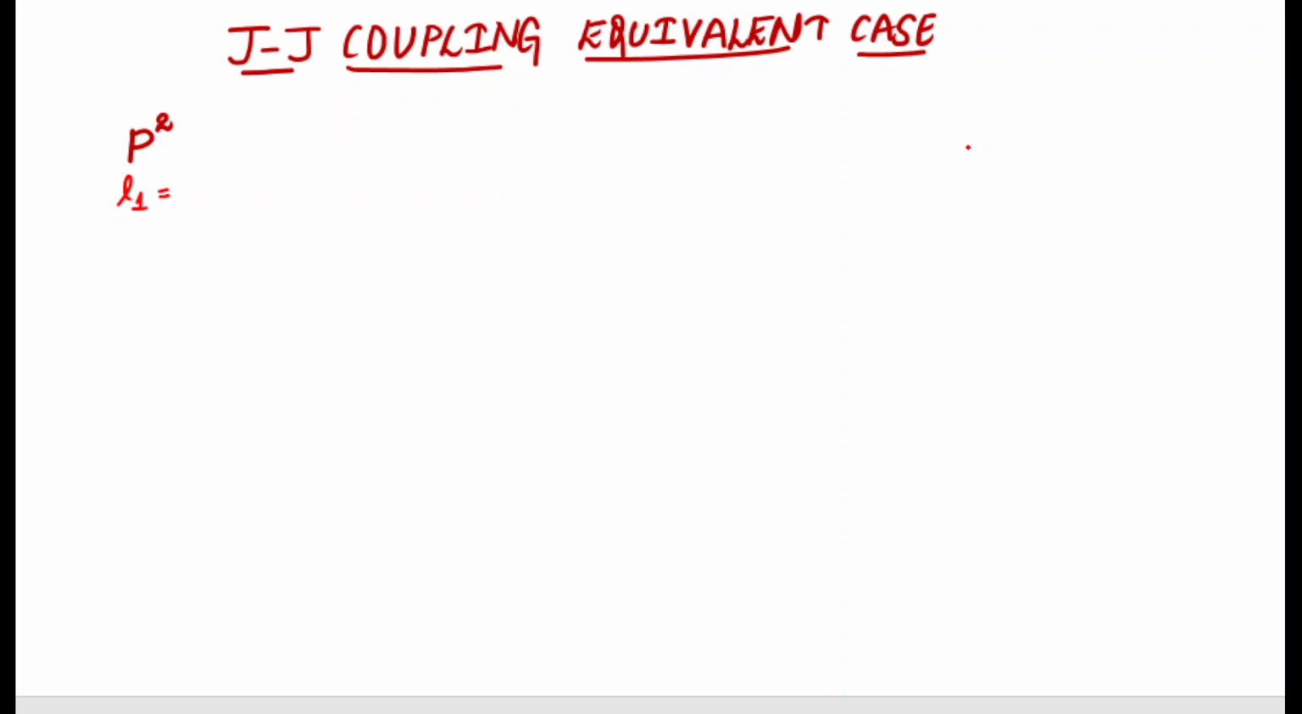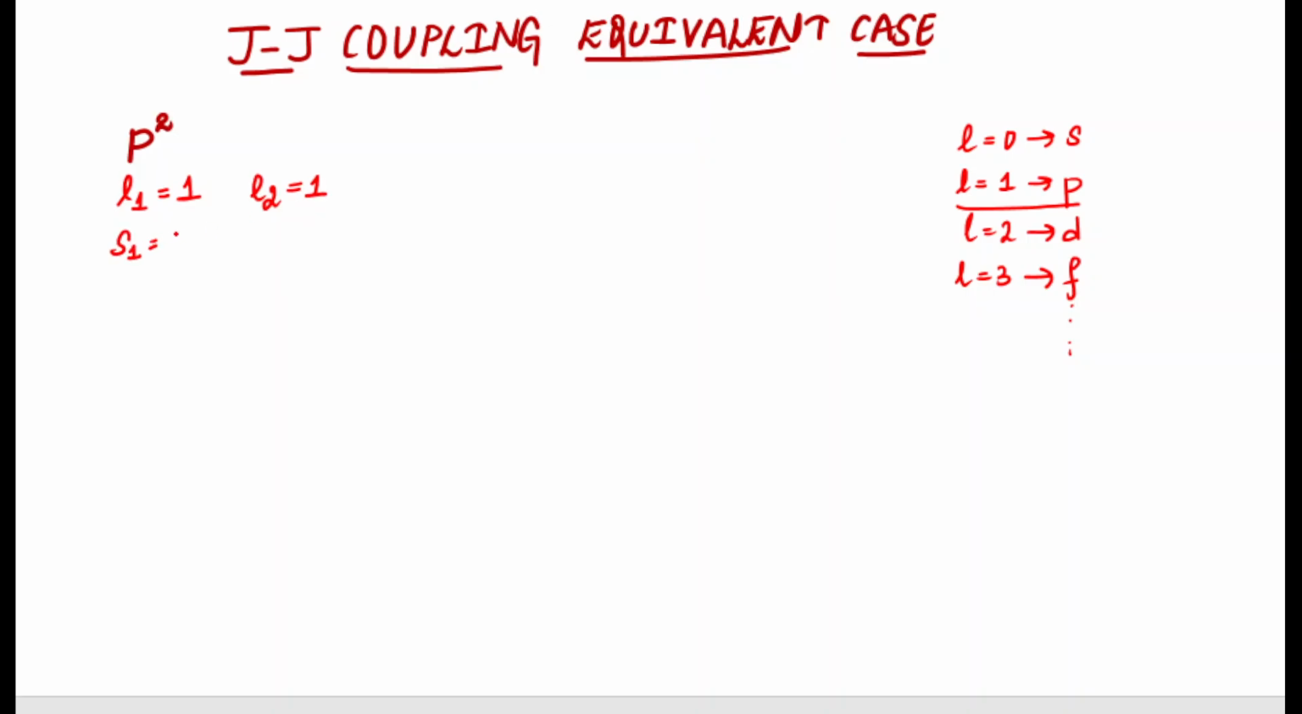If L takes the value 0, we call it an s orbital; L takes the value 1, we call it p; L takes the value 2, we call it d; and if L takes the value 3, we call it f, and so on. Now L equal to 1 is for p. So L1 value will be 1, and for the second p, L2, the orbital angular momentum, will also take the value 1. For S1, for a single electron, it will be half, and S2 will be half. Now this step is clear to you.